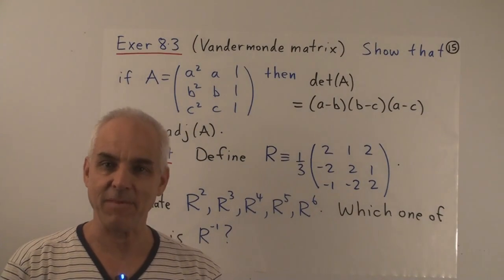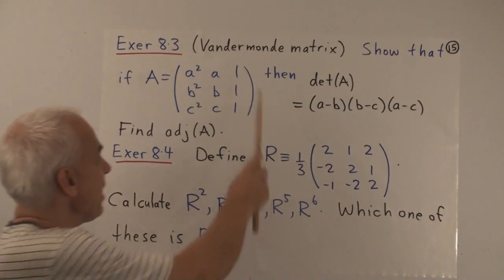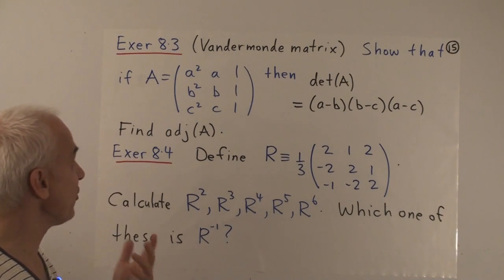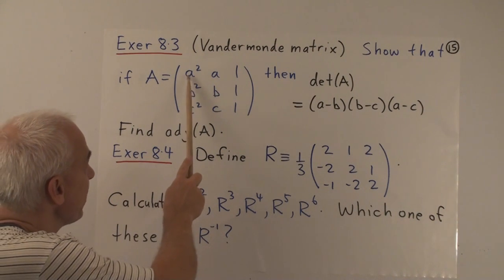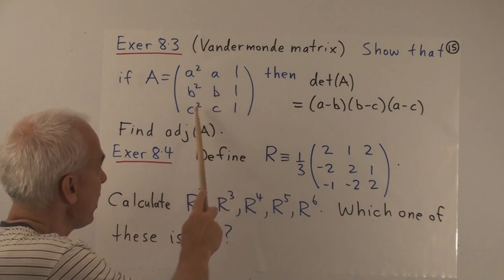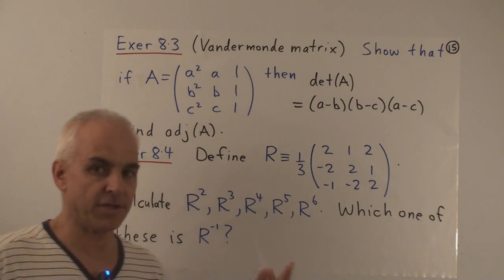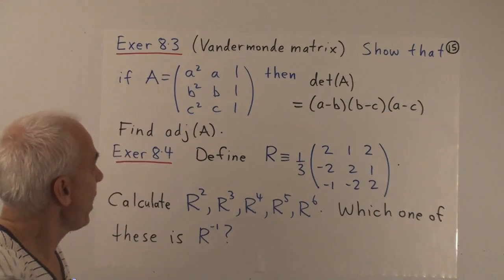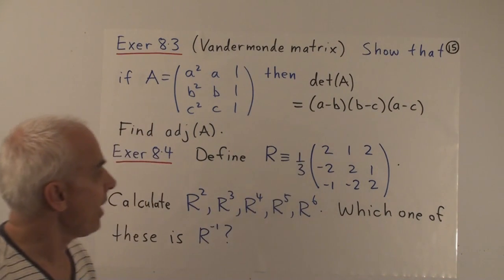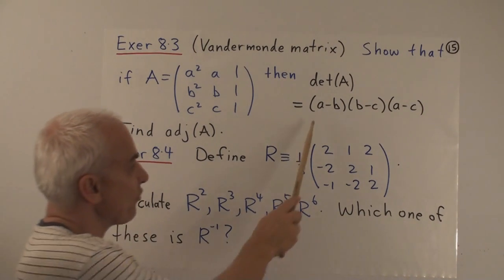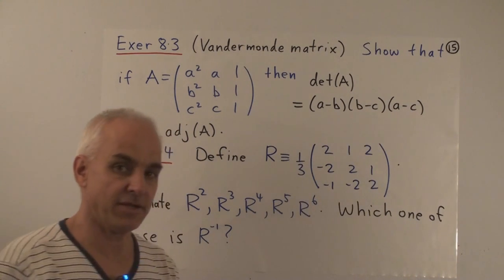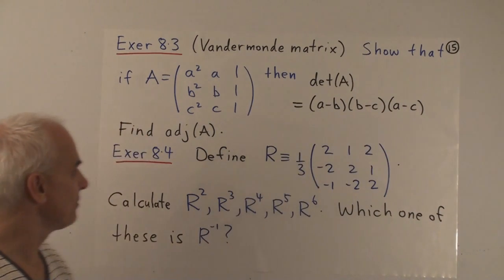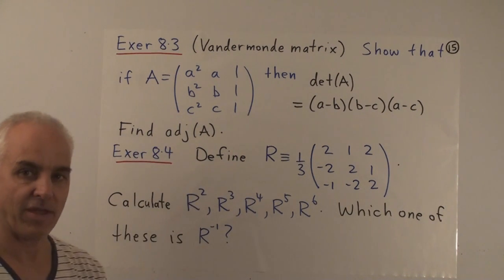The next exercise is a famous theoretical example due to Vandermonde. This particular kind of matrix plays a special role in quite a few things. It's called a Vandermonde matrix. So it's a matrix whose entries are a squared, a, 1, b squared, b, 1, and c squared, c, 1. And a, b and c are just some arbitrary numbers. Or you can think of them as variables if you like. And I ask you to find the determinant of A, and to in fact prove that the determinant of A is this product of three differences: a minus b, b minus c, and a minus c. And also find the adjoint of this matrix A.